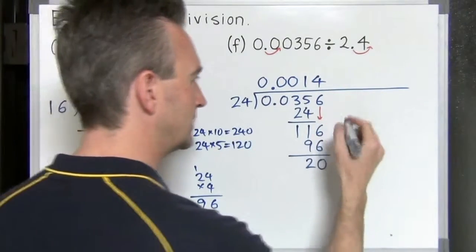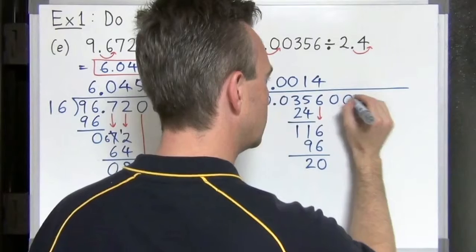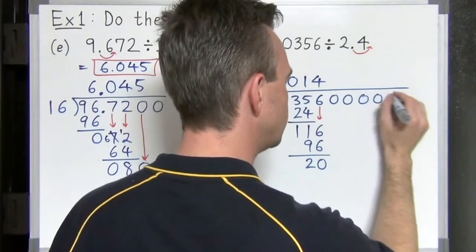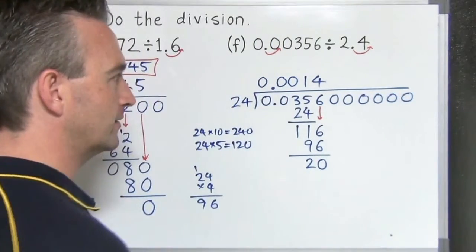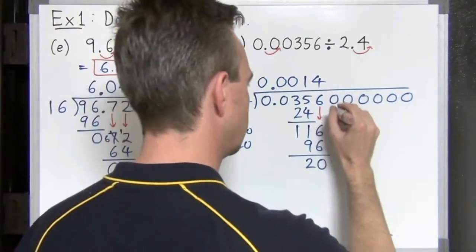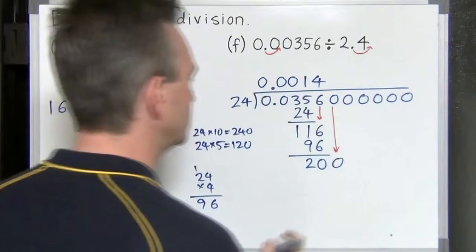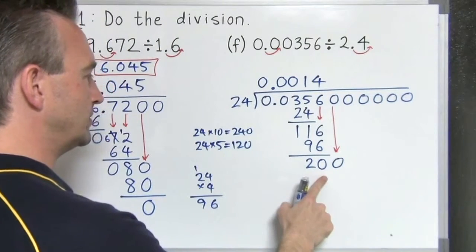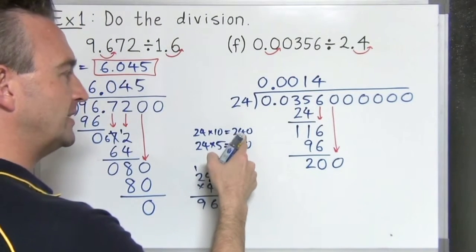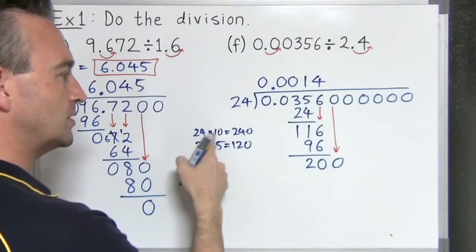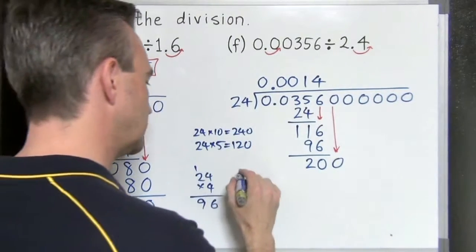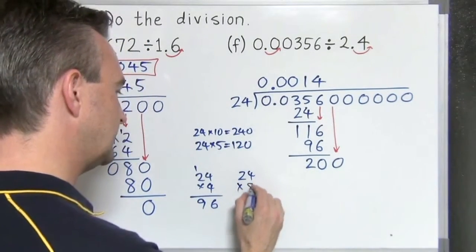Let's bring down, we're going to need some more numbers here. Okay, add some more zeros. That should be more than enough. Let's bring down another 0. So we're going to look at 24 into 200. So 24 times 10 is 240. I think 24 times 9 is still going to be too big. I think it's going to be 24 times 8.